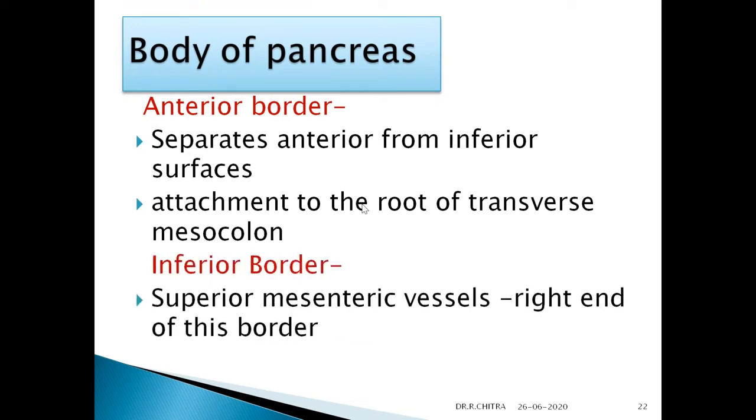Inferior border will be related to the superior mesenteric vessels at the right end. So we have completed the three borders also. Superior border, mainly you should remember the splenic artery. Anterior border, attachment of the root of transverse mesocolon. Inferior border, superior mesenteric vessels to the right of the border.